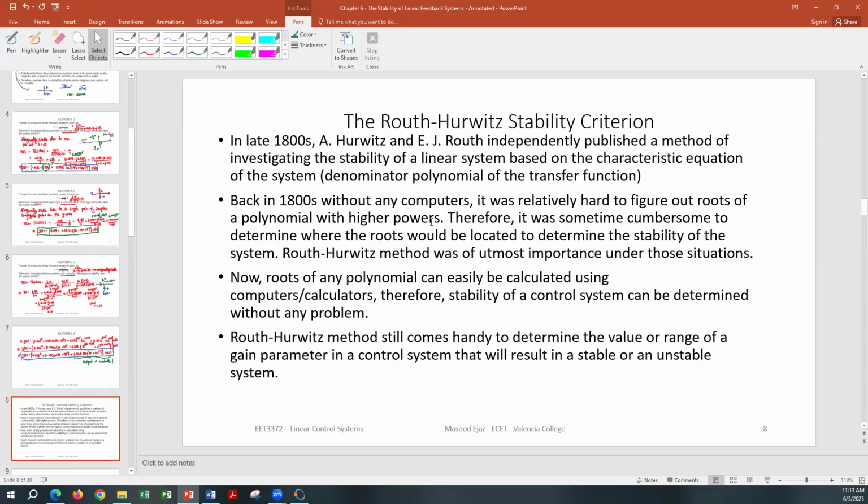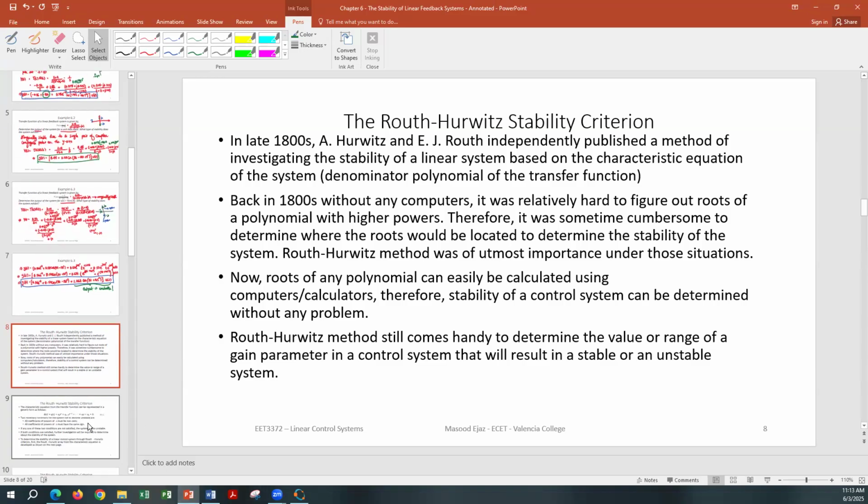So as I said, in the 1800s, without any computers, it was relatively hard to figure out roots of a polynomial with high power. Therefore, it was sometimes cumbersome to determine where the roots would be located to determine the stability of the system. The Routh-Hurwitz method was of utmost importance under those situations. And now we can just use MATLAB to do that. It still comes in handy to determine the value or range of a gain parameter in a control system that will result in a stable or an unstable system.